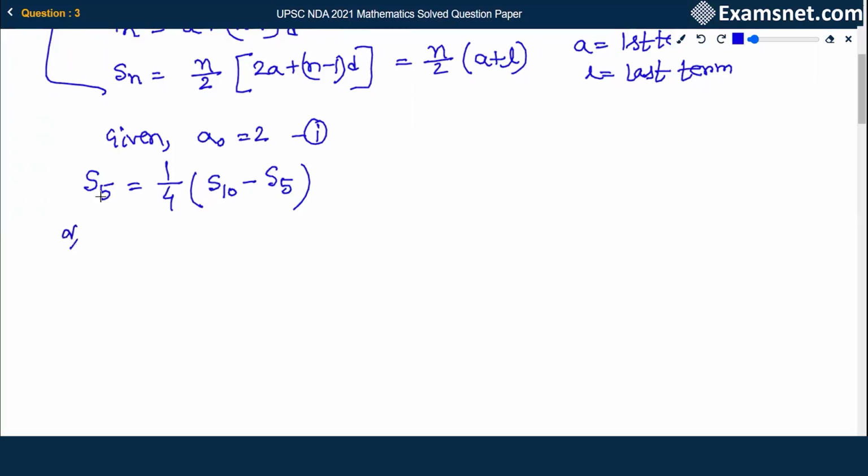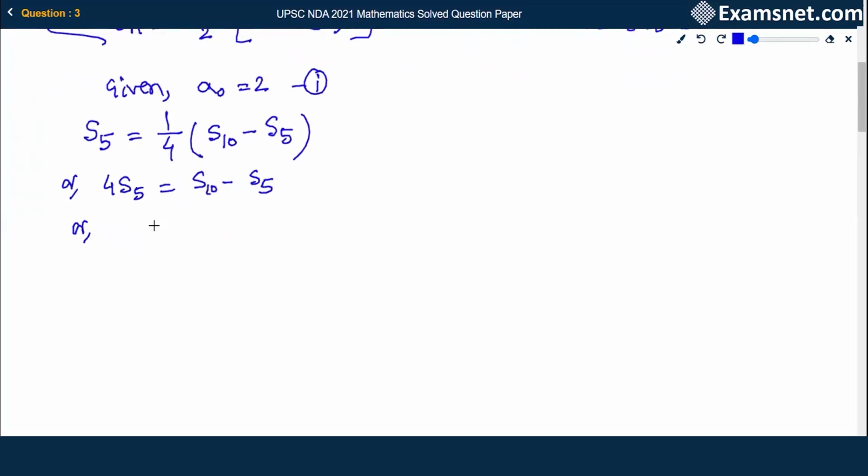So let's do the cross multiplication. 4 S5 equals S10 minus S5. So the relationship we are getting from here between S5 and S10 is 4 S5 plus S5 equals S10, or 5 S5 equals S10.